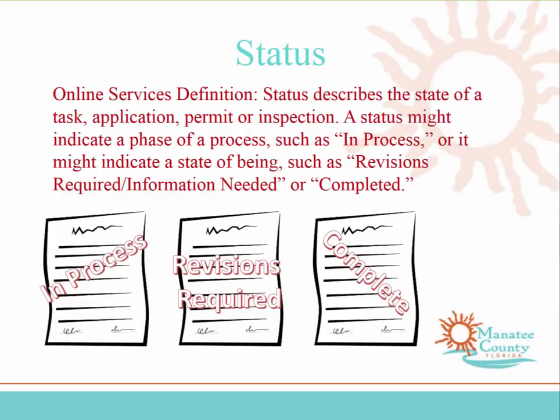And at each step of that workflow process, there is a status. That status may be in process, it may be revisions required, it may be complete. There are a number of different statuses. If you come online and look at your application or permit that's in process, you will see the status. And so we want you to understand what that is.